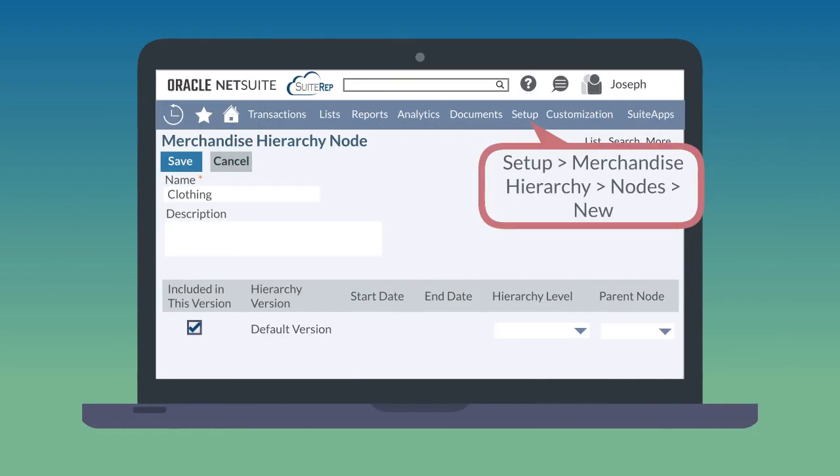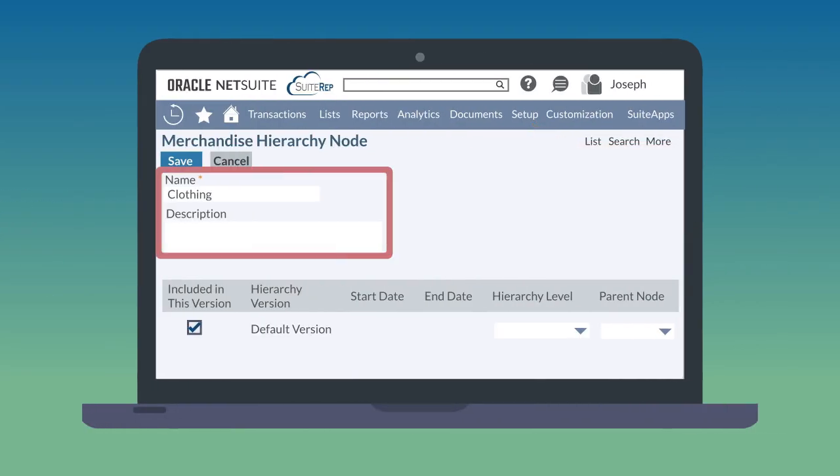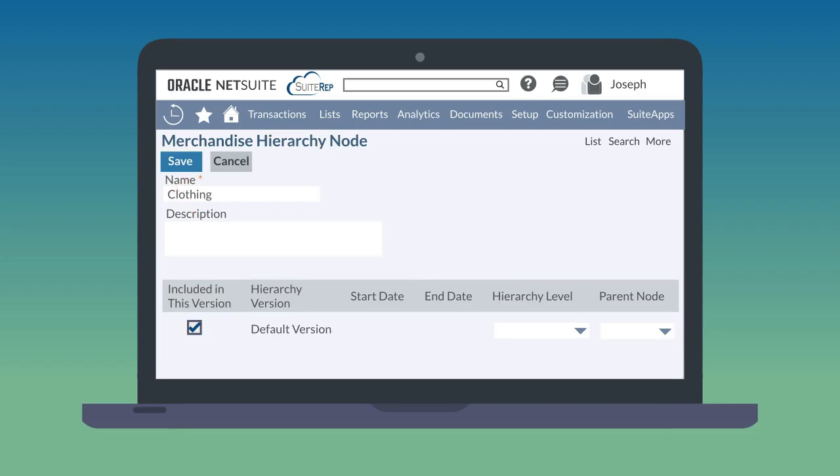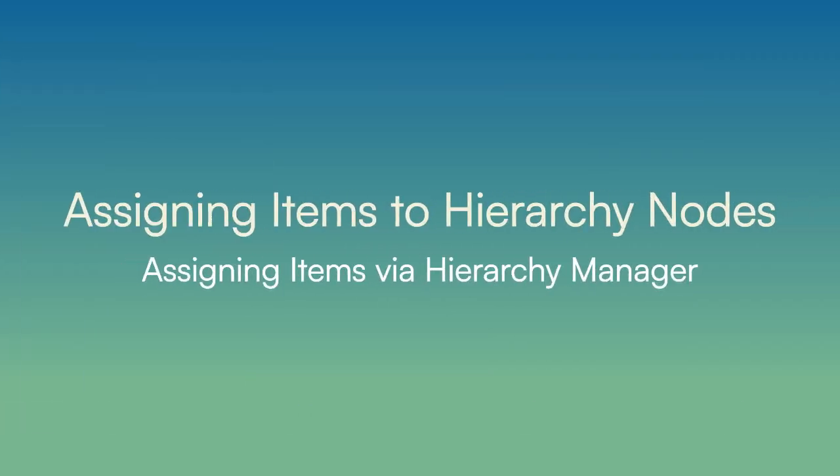Nodes are the specific categories within each level where items will be assigned. Go to Setup, Merchandise Hierarchy, Nodes, New. Enter a name and description for the node. Assign the node to a hierarchy version, hierarchy level, and, if applicable, a parent node. Save the node.